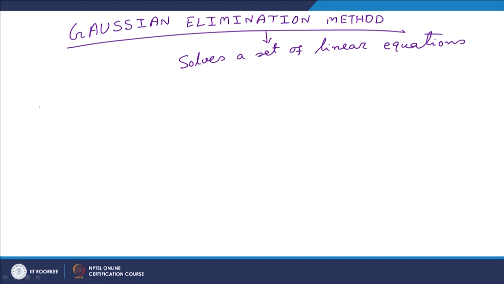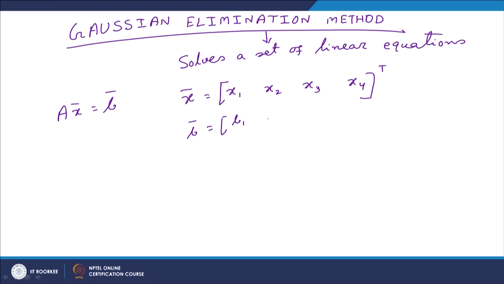Suppose I have a set of equations, let us say A x is equal to b, where x is a vector of unknown quantities. Let us take 4 cross 4, so 4 unknown quantities. B is the vector of known quantities, say B1, B2, B3, B4. And A is a 4 cross 4 constant matrix.